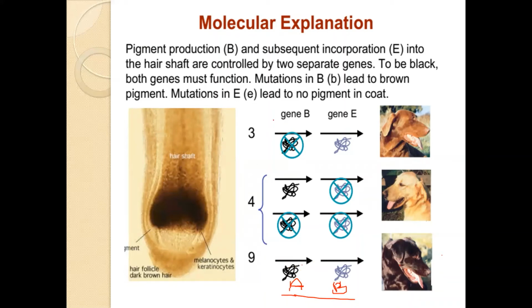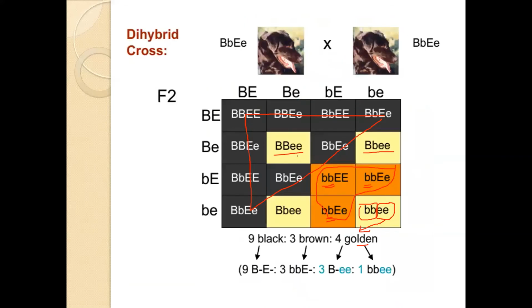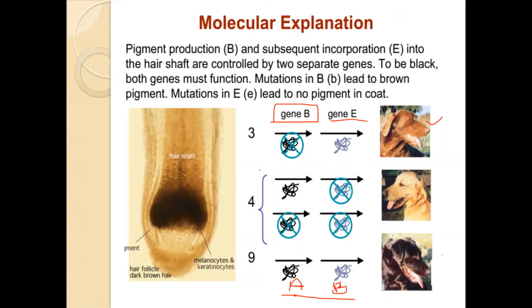When B is in a recessive condition, it will not produce. But gene E can produce the brown phenotype when gene E is in a dominant condition. Just see, in this case, when gene E is in a dominant condition, it produces the brown phenotype. But in this golden case, when both of them are in a recessive condition, they will not produce any pigment, so the Labrador will be golden.